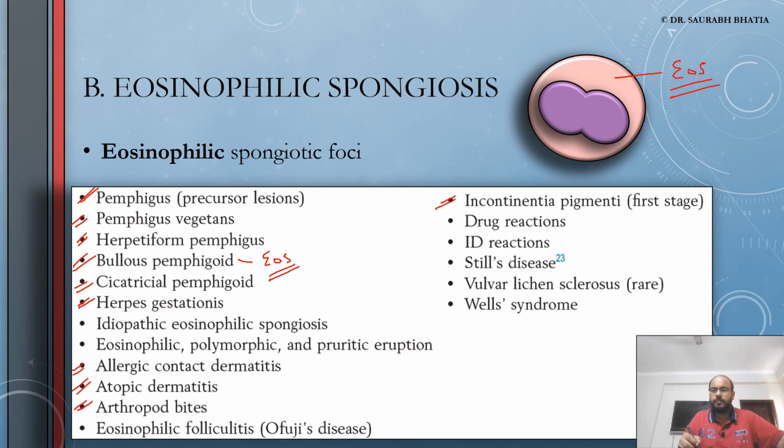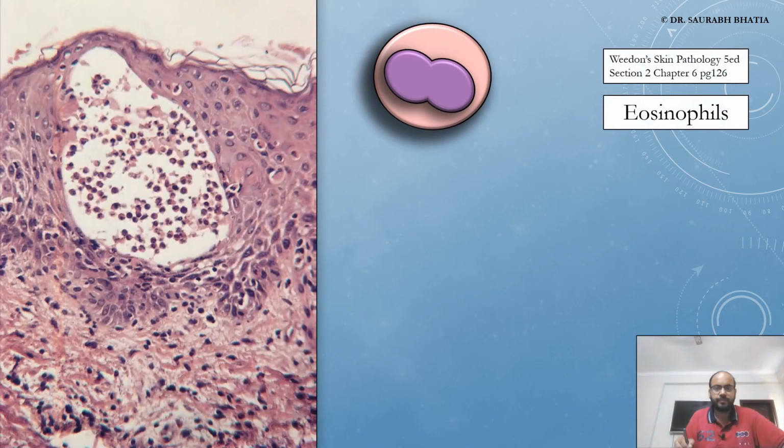The second type is eosinophilic spongiosis, and in eosinophilic spongiosis you will see eosinophils. This is a schematic representation of eosinophils. The cytoplasm is intensely red staining. It is highly eosinophilic, so they are difficult to miss. The nucleus is bilobed, but it is not that basophilic, and you can easily differentiate it from neutrophils because the cytoplasm is differently colored and the lobes are only 2, not more than 2, while neutrophils can have 2 to 6.